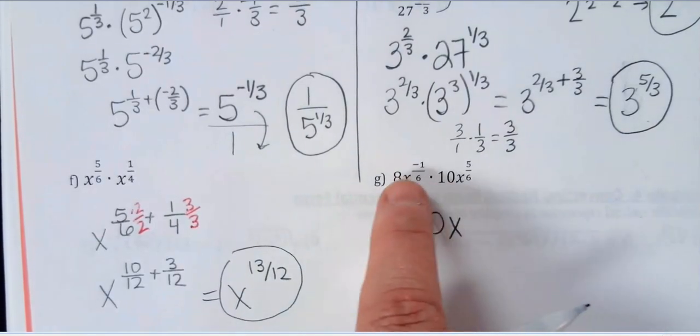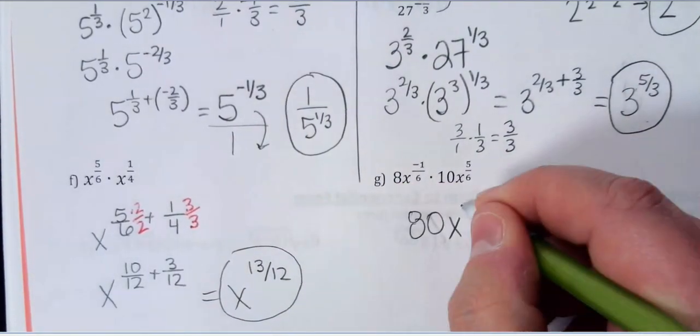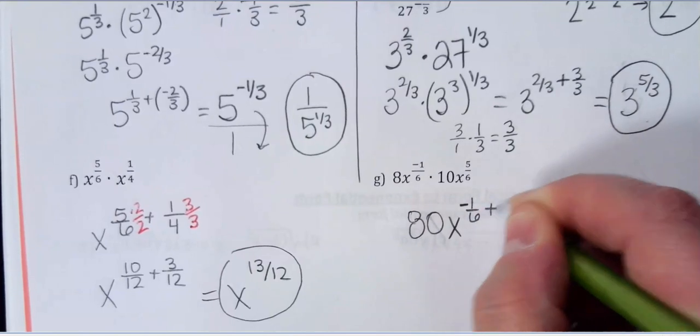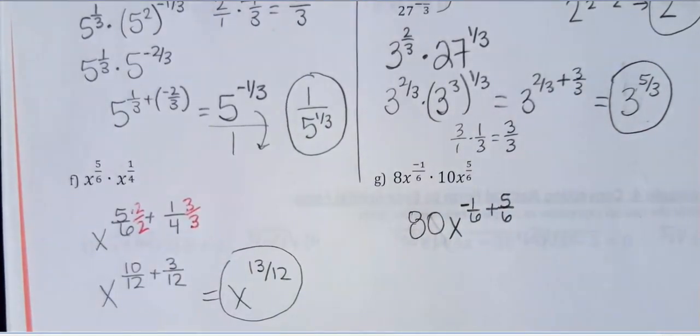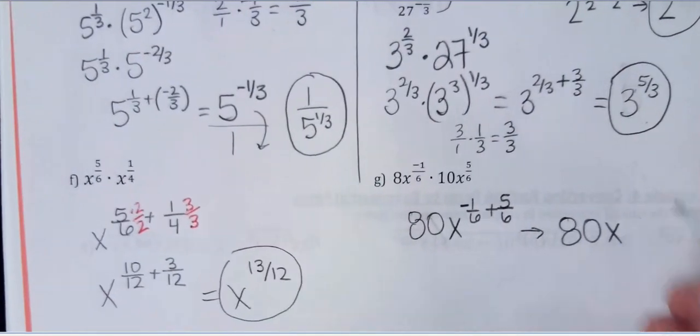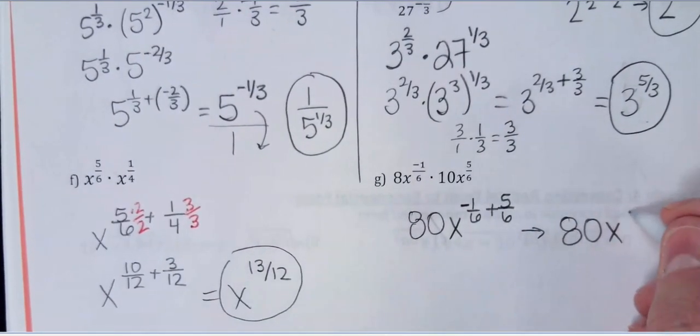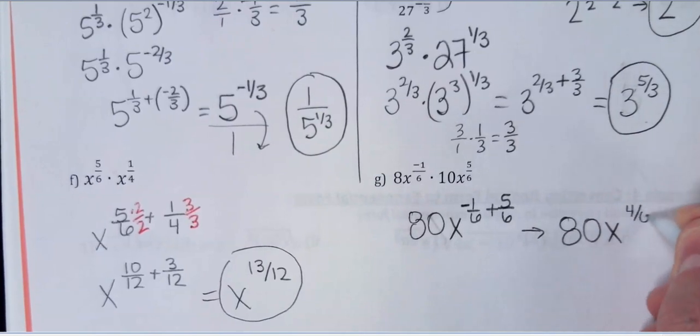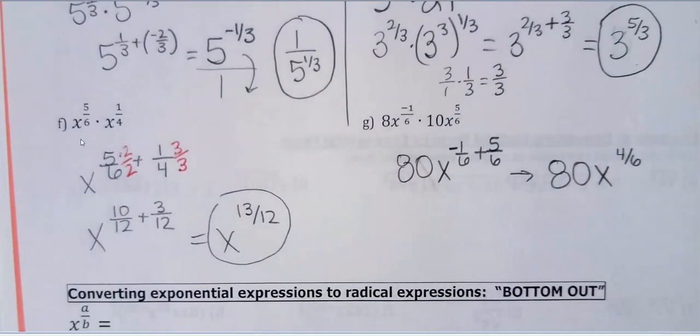You're going to add the exponents on like bases. So this would be negative 1/6 plus 5 over 6. We already have a common denominator there, so it's not too bad. So negative 1 plus 5. This would be 80x to the 4/6 power. Just the x is being taken to that power.